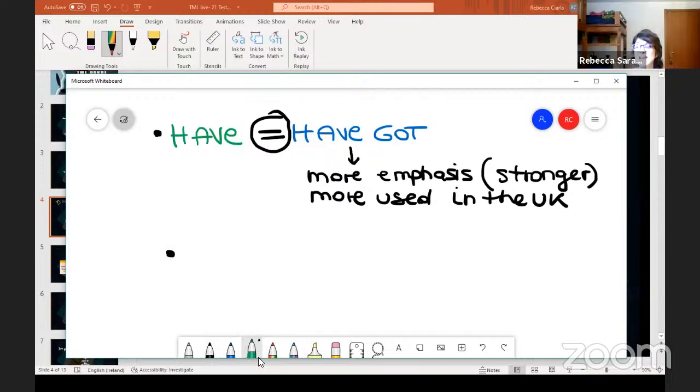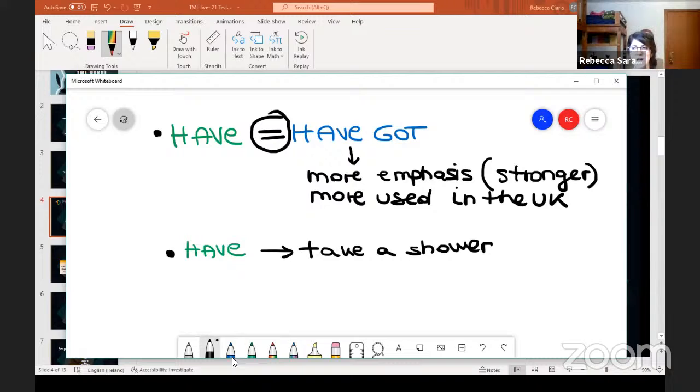But you can only use have when the verb is actually a substitute for something else, like take a shower, in which you can say have a shower, or have lunch, which means eat lunch, and similar situations. So in this one, you can only use have. You cannot use have got.